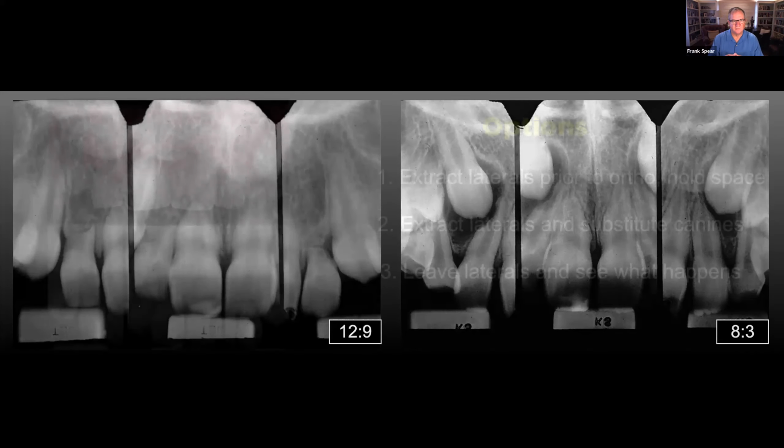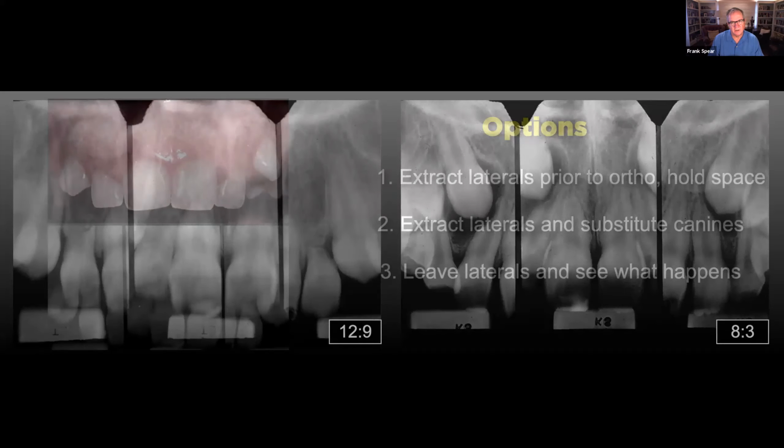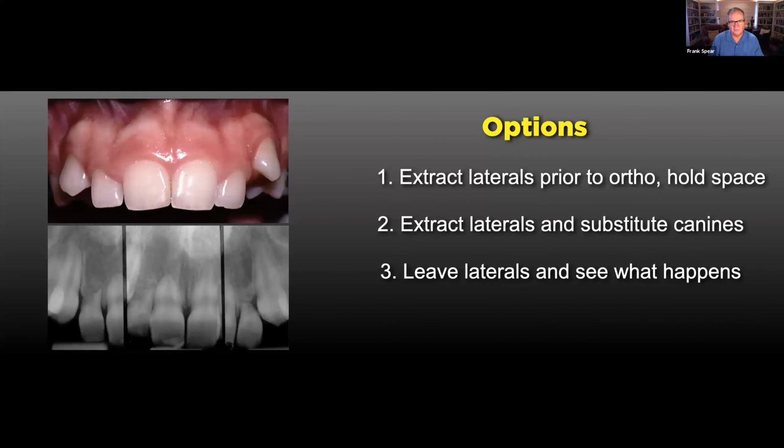So Vince is working up his treatment plan, and it's, do I extract the laterals prior to ortho and hold spaces? Do I extract the laterals and substitute the canines for the laterals? Not a good decision because she's also congenitally missing second bis. So if you took the laterals out, moved the canines into the lateral position, and she's missing second bis, that means she'd be missing 4 maxillary teeth. That's not a good thing to be doing for most patients aesthetically or biologically, in terms of airway space, making a little tiny maxilla.